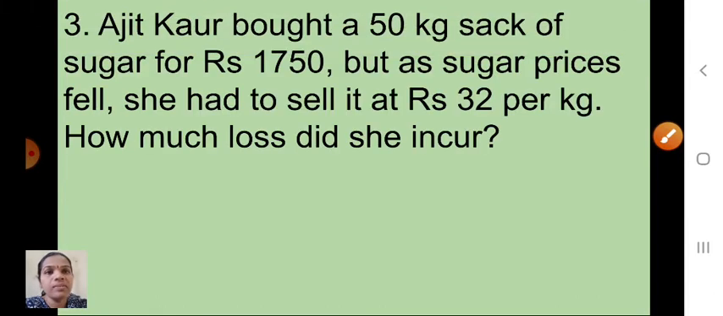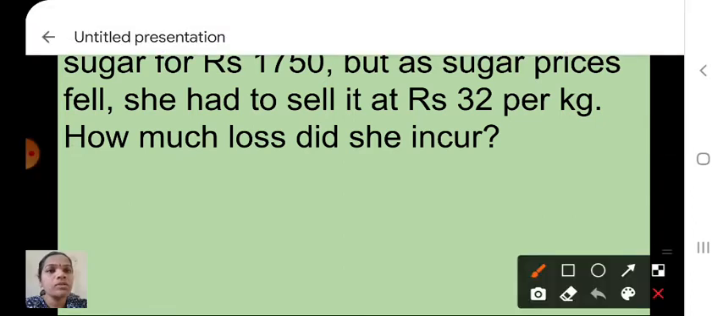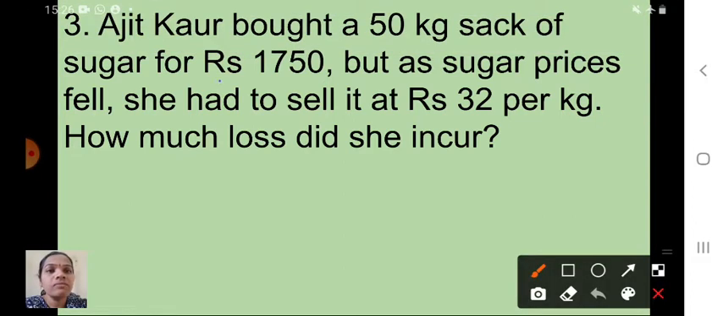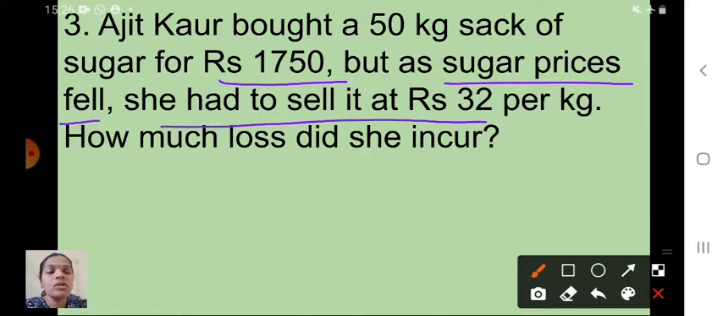Third one is, see here, Ajit Kaur bought a 50 kilogram sack of sugar for rupees 1,750. Okay, but as sugar prices fell, she had to sell it at rupees 32 per kg. How much loss did she incur? So children, see here, already in your question, she made a loss. She incurred a loss, isn't it?